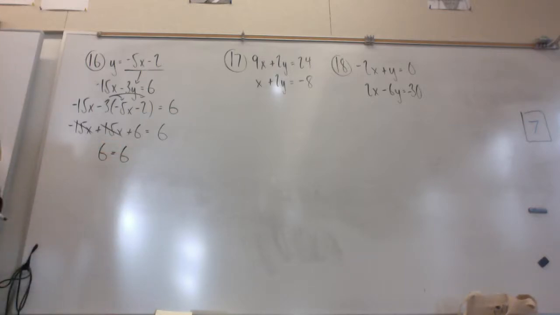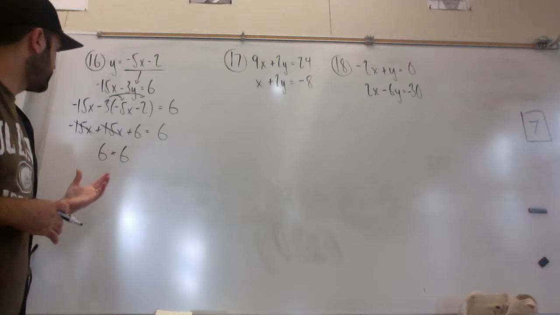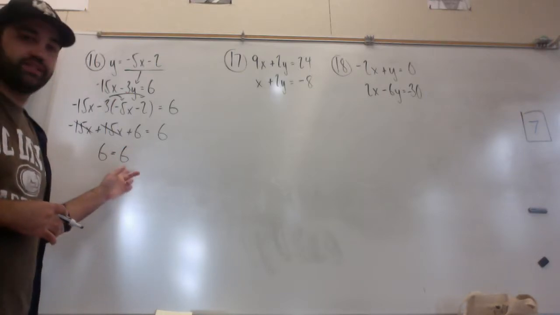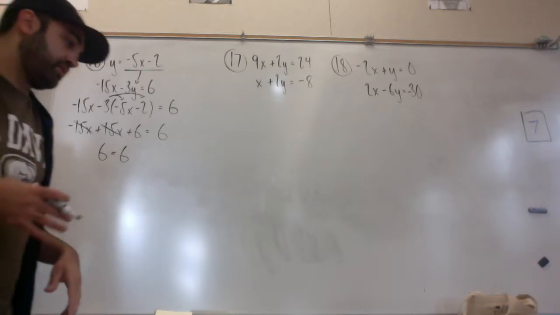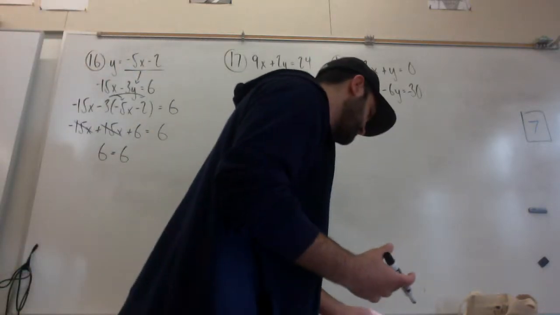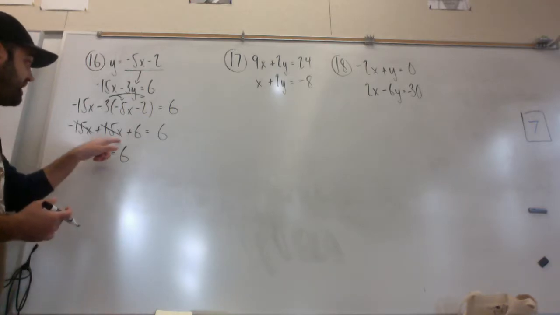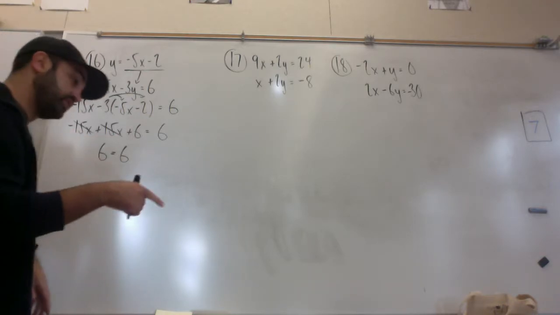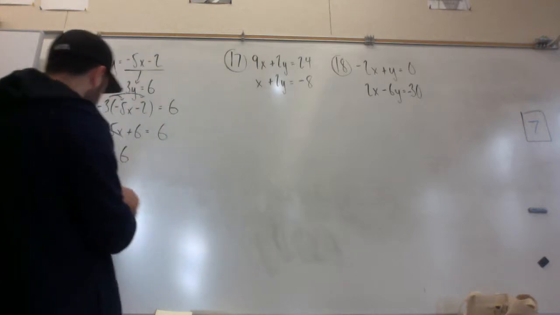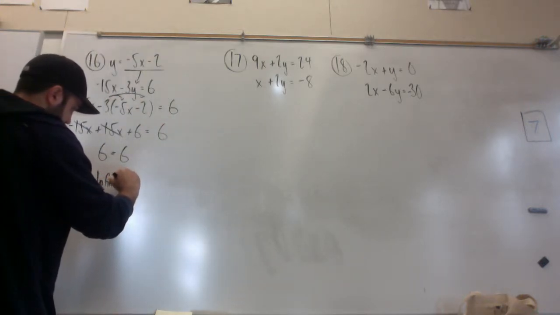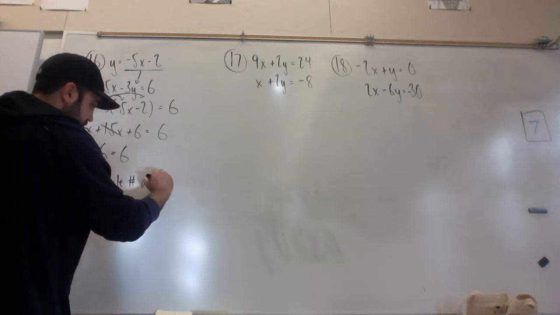If you ever end up with an equation where it's just a constant equal to a constant and it's true, that means that in this case, there's an infinite number of solutions because you can plug anything into x and it will always be true. So this one happens to be, the answer is B, infinite number of solutions.